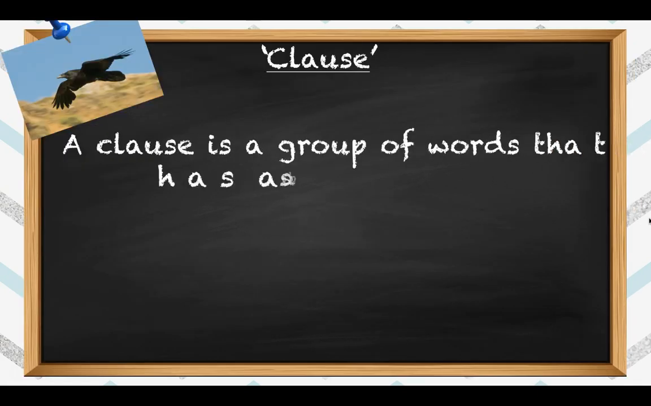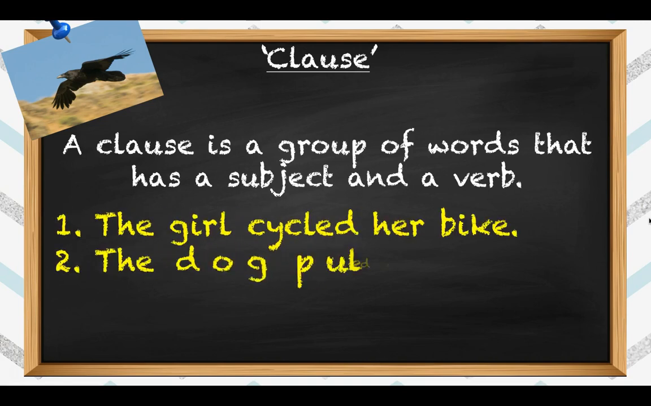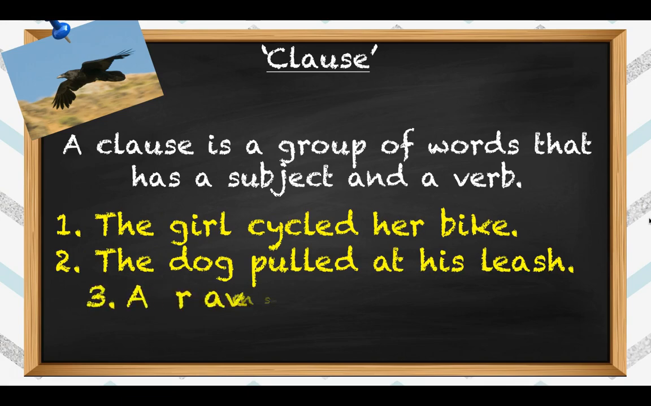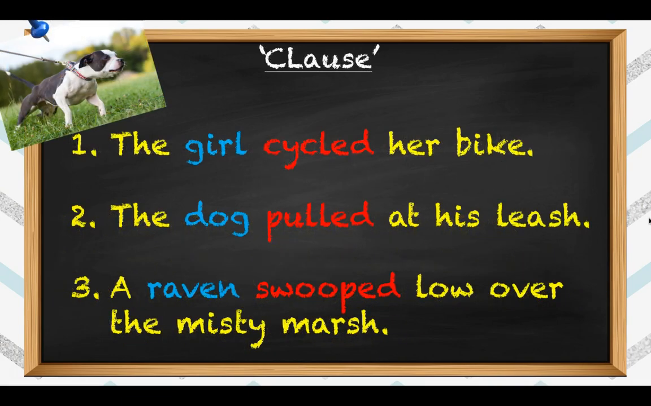So a clause is simply a group of words that has a subject and a verb. These are some examples of clauses. The girl cycled her bike. The dog pulled at his leash. A raven swooped low over the misty marsh. All of these sentences are examples of single clause sentences. There's one subject in blue and there is one verb in red in each of these sentences.